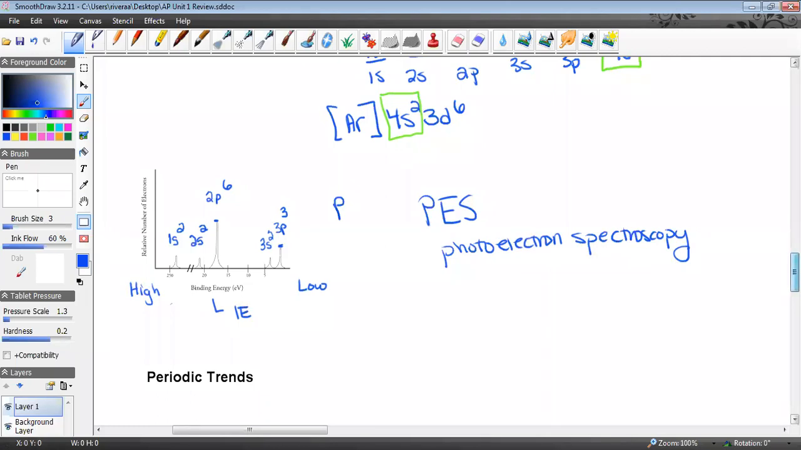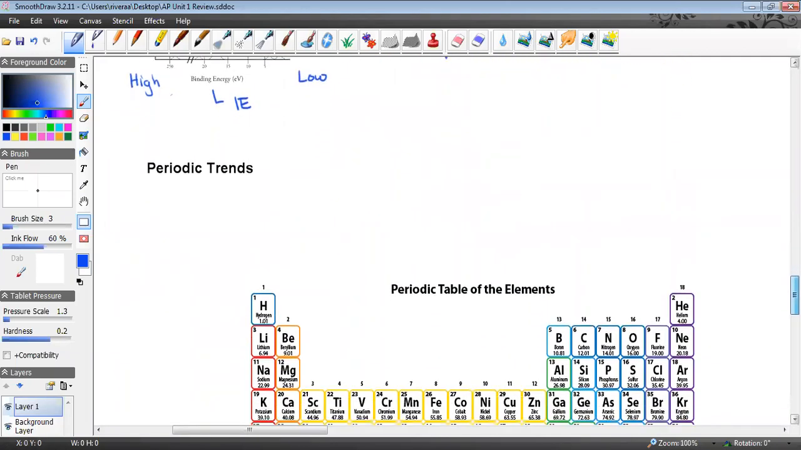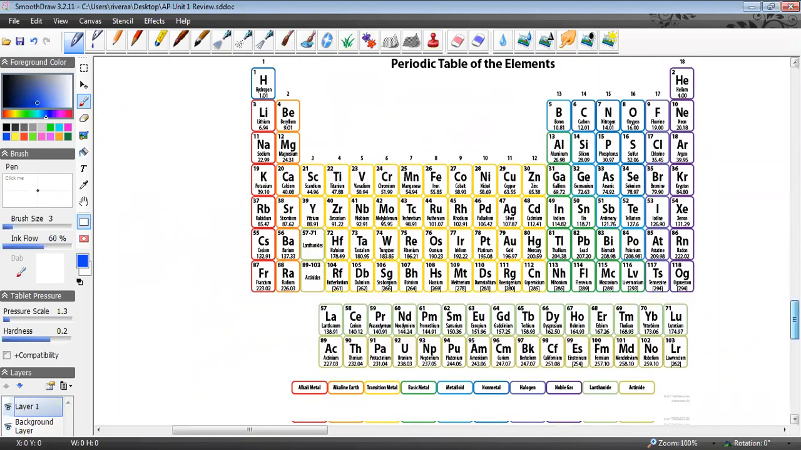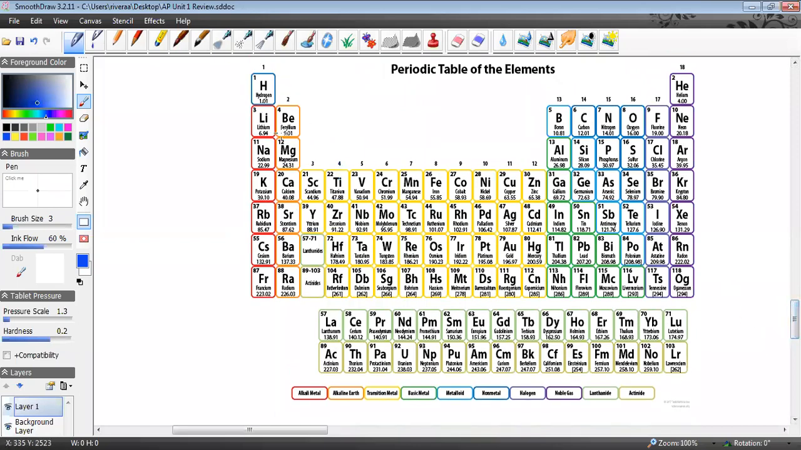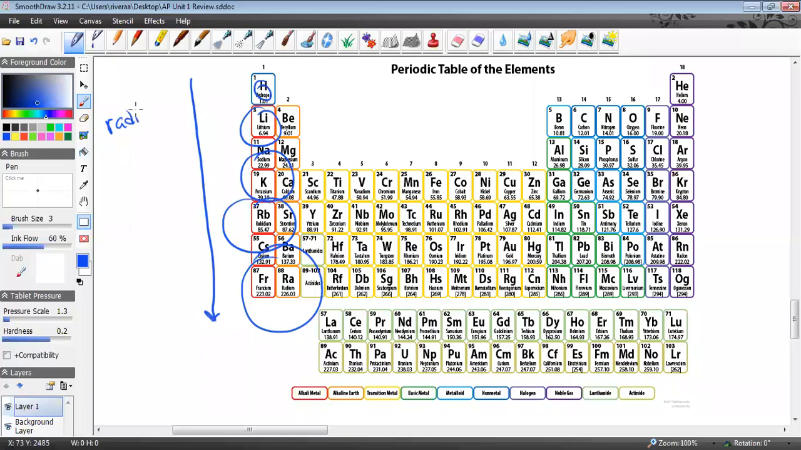And then lastly, our last bit of review would be periodic trends. Okay, and the three things that you should be able to recognize on the periodic table as far as trends go, the first being radius. So when we go down a group, radius gets bigger. Aren't those good circles? So when we go down a group, radius increases.